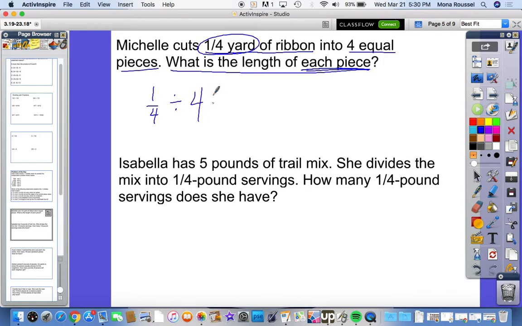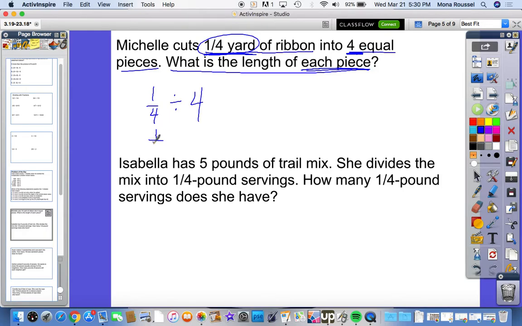Remember, this divisor is either going to be the size you cut the pieces into or it's going to be the number of pieces. In this problem, she's taking this piece of ribbon that she has and she's cutting it into the 4 equal pieces. So that's why we're doing 1/4, because that's what she's starting with, and we're dividing it by 4 because that's the number of equal pieces.